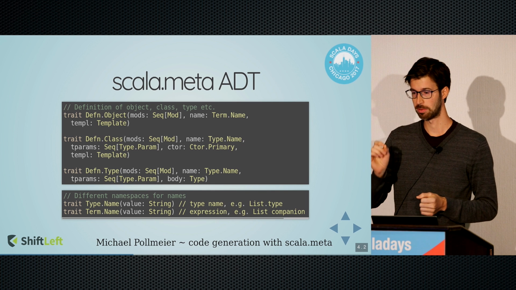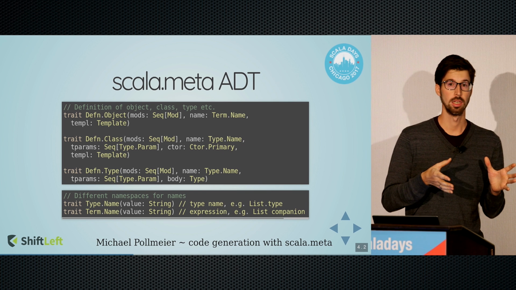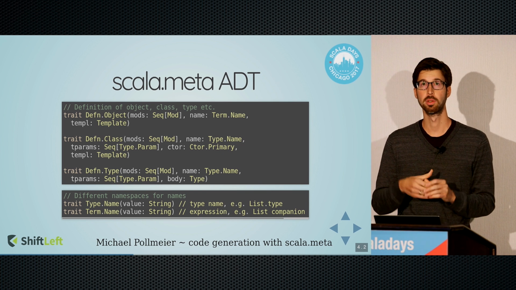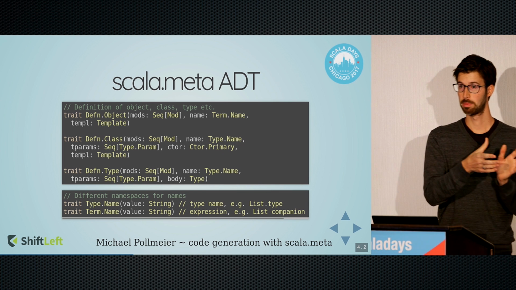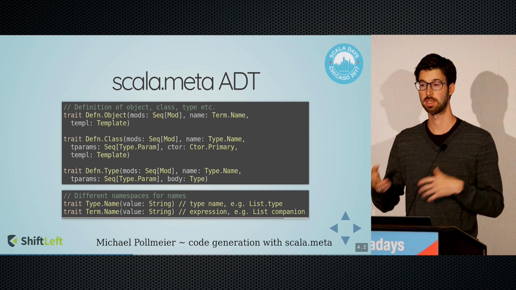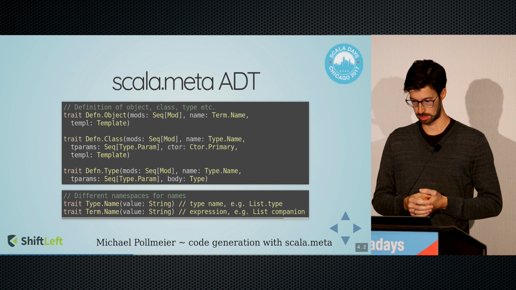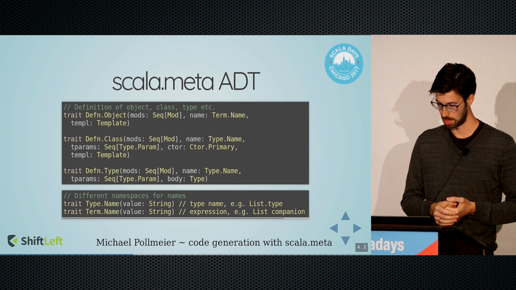Basically, if you have a type name, that is, for example, if you want to refer to the class List, that is the type. If you want to refer to the companion object of the List, that's a term. So that's the expression. So that's the idea.